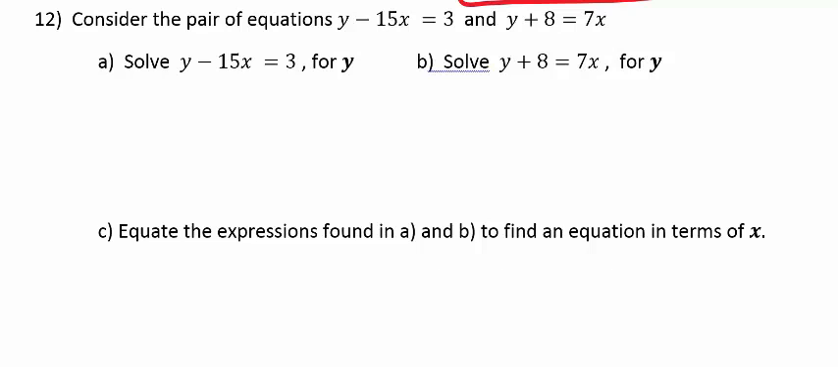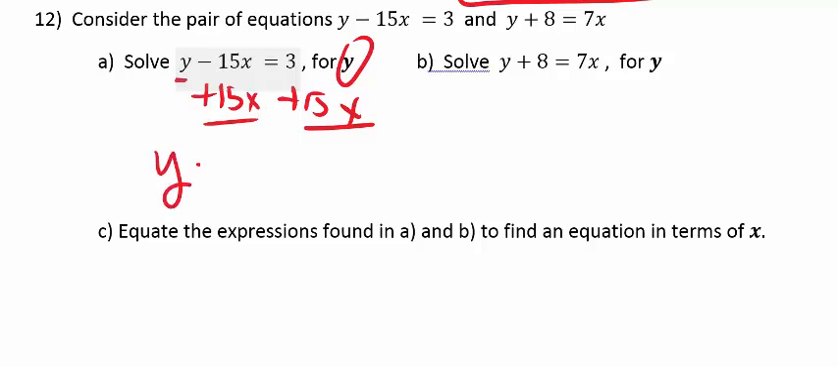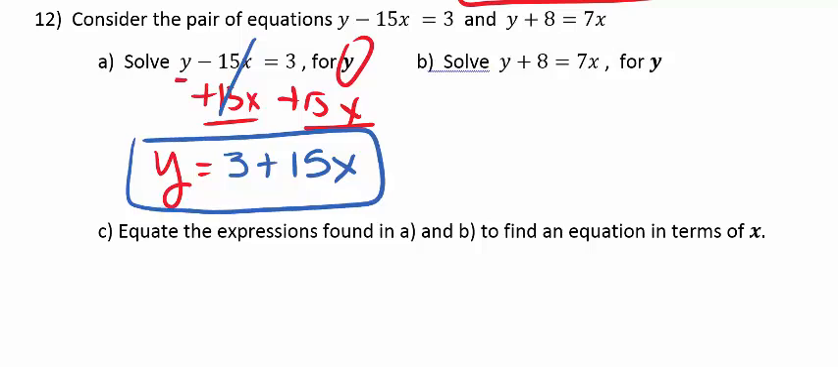In number 12, we want to consider the pair of equations y minus 15x equals 3 and y plus 8 equals 7x. And we want to take both of those equations and solve them each for y. So let's take a look at the first one. To get y by itself, here's y in the equation. I need to move over that minus 15x, and I do that by adding 15x to both sides of the equation. I get y alone here, because the minus 15x and plus 15x go away, and I get 3 plus 15x. So I took care of the first equation.